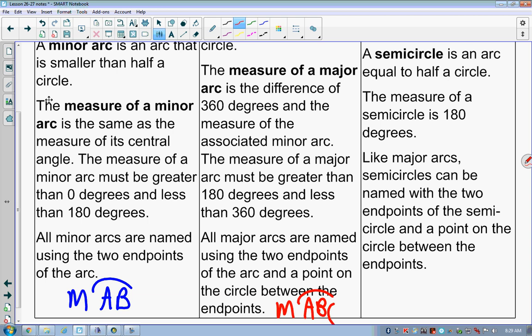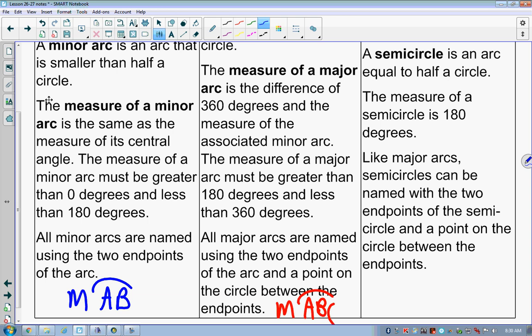Okay, so its angle is going to be a diameter. Semicircle is an arc equal to half the circle. The measure of the semicircle is always equal to 180 degrees. Like major arcs, semicircles can be named with the two endpoints of the semicircle and a point on the circle between the endpoints, because we want to know which direction, which semicircle are we talking about. Because in any given circle, if I've got a diameter, how many semicircles do I have?